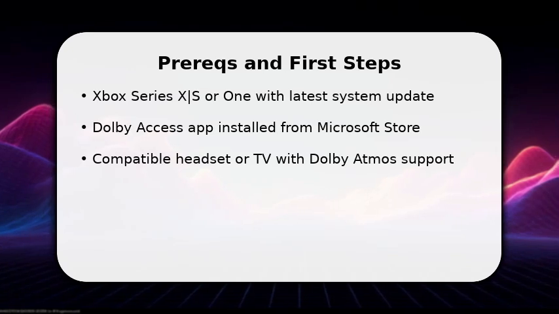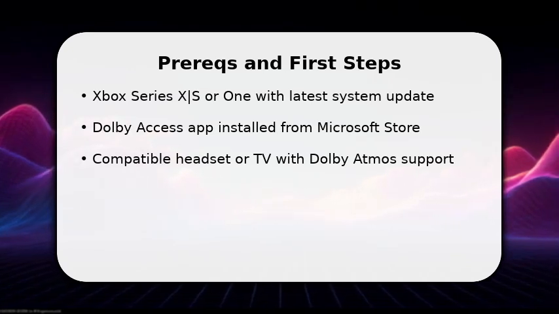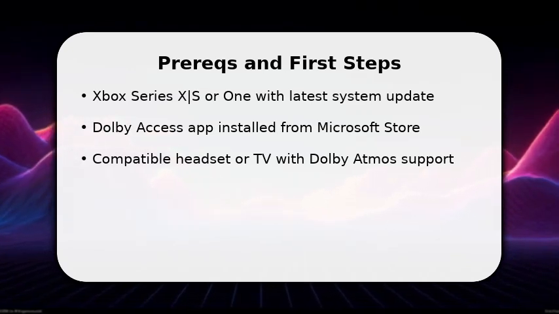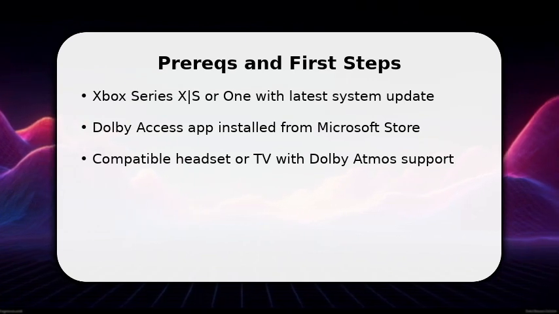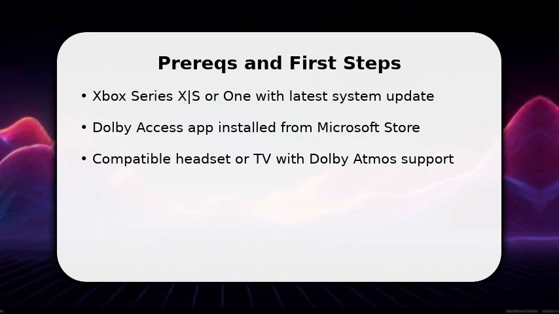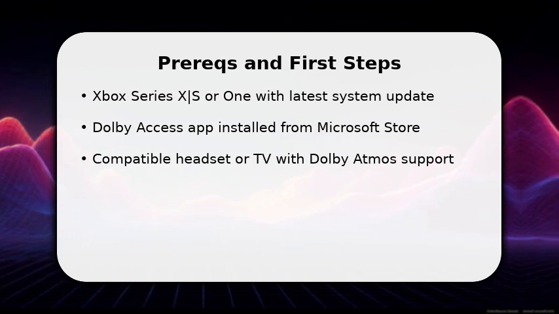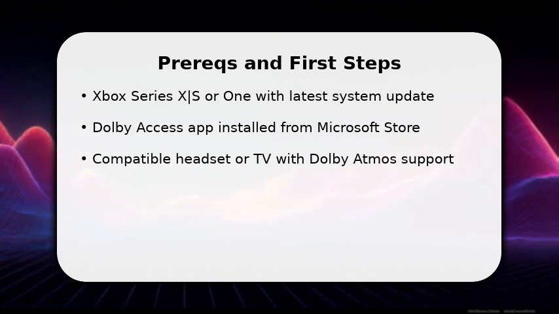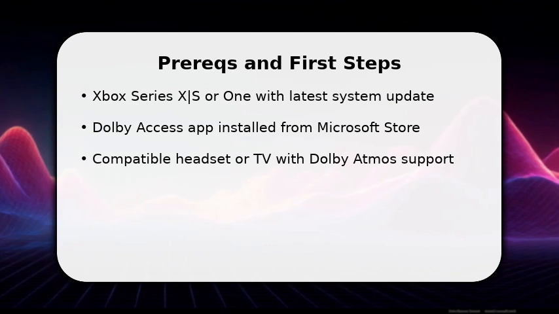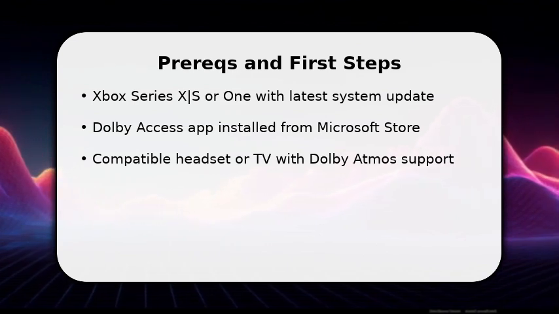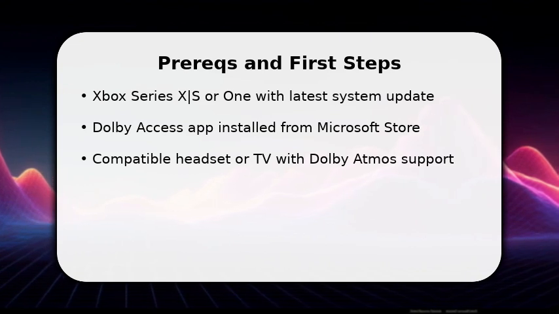Enjoy the video. You start by confirming prerequisites: an updated Xbox, Dolby Access app, and a compatible headset or Dolby Atmos-capable TV. Once done, sign into the Xbox profile that will use the audio settings. Open Microsoft Store, search Dolby Access, and install it. This registers the app to your console and account.